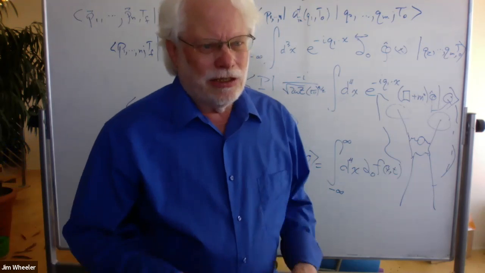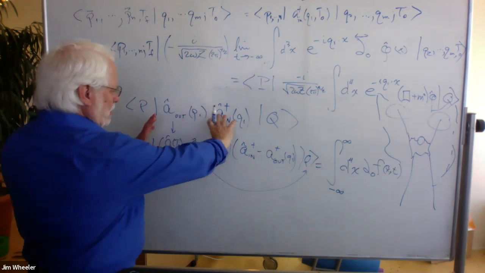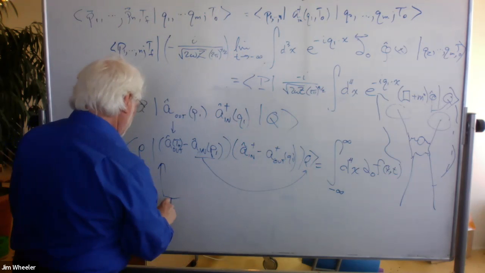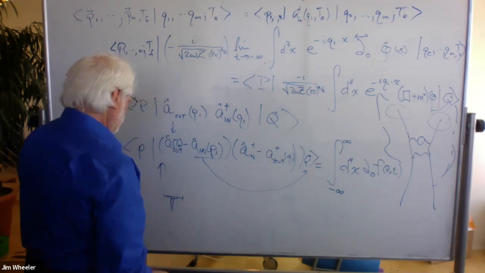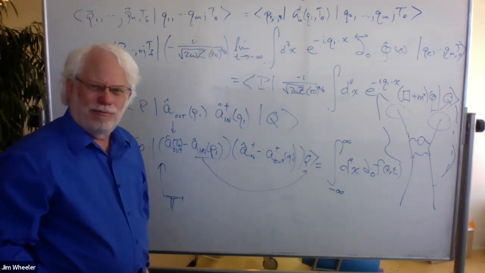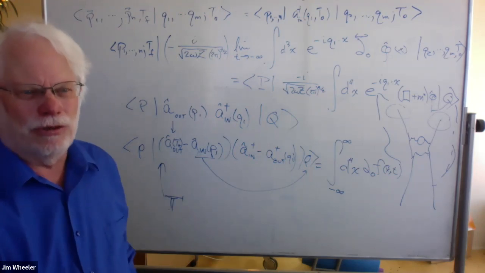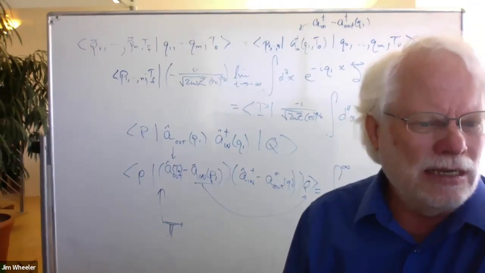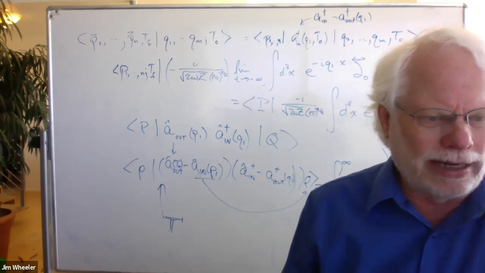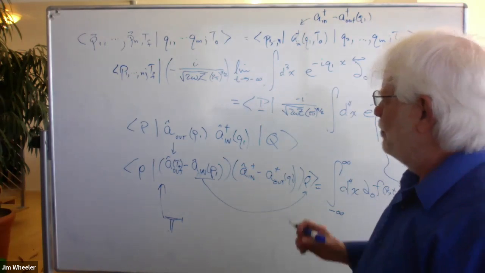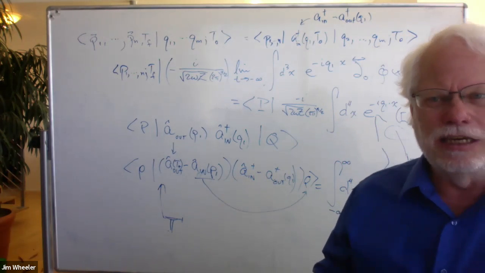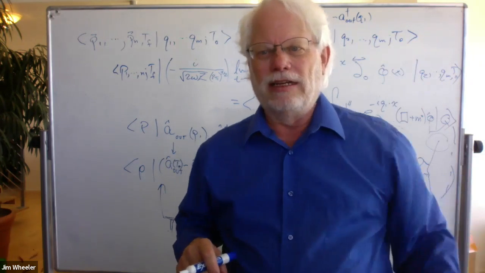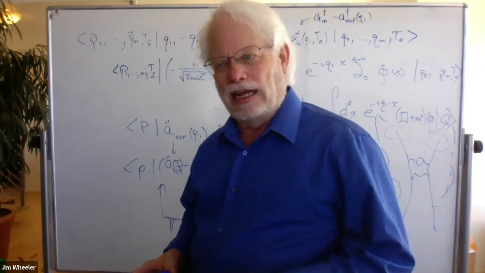So what we need to do in this product of things we get is insert a time ordering operator, which I'm going to denote with some elaborate T. And it's just what you think. You put the earlier times to the right, the later times to the left.